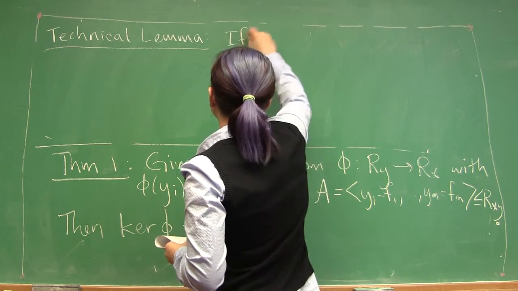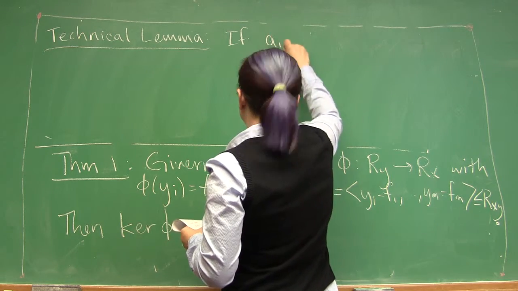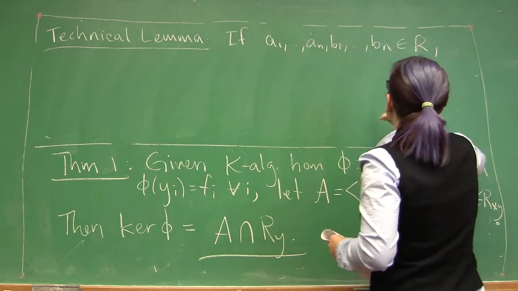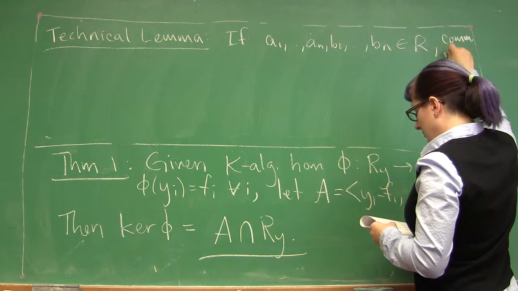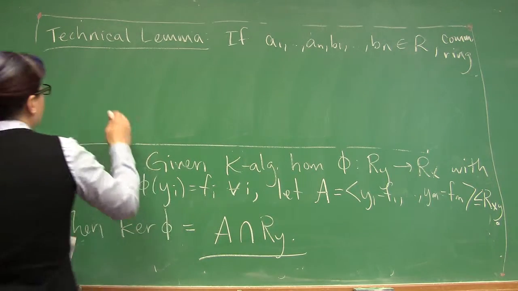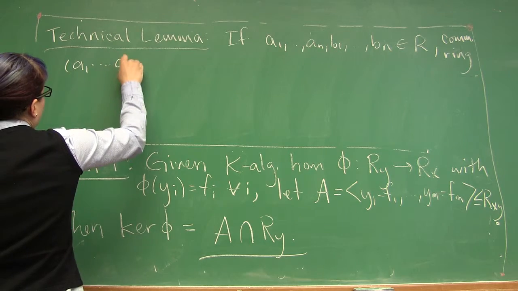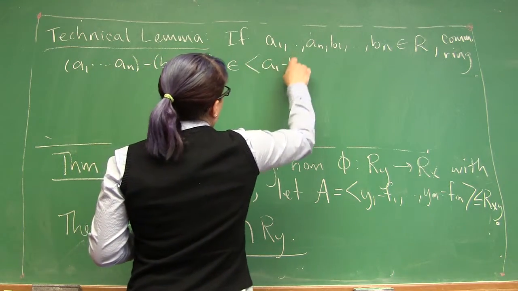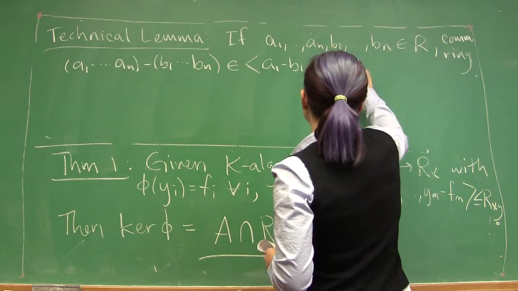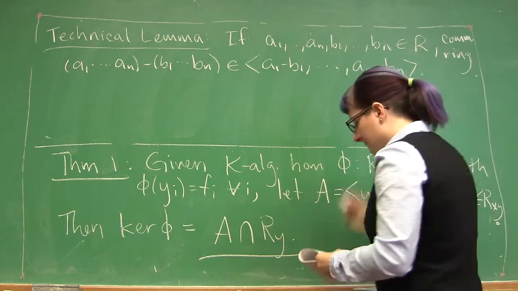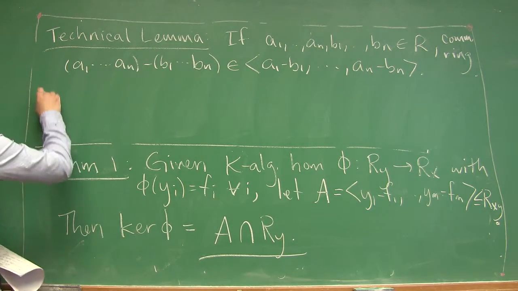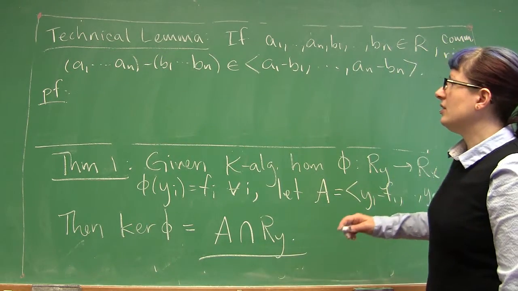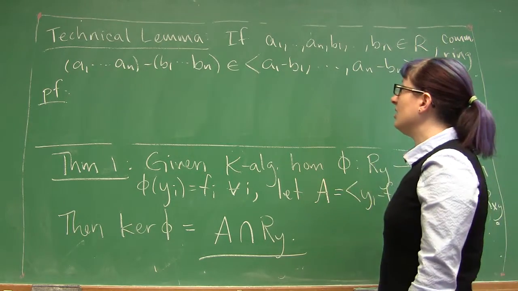So given elements of a ring, A1 through AN and B1 through BN, so this is going to be a commutative ring, then the element that's the difference of the product of all the A's and the product of all the B's is in the ideal generated by the individual differences of AI and BI. So the proof of this technical lemma is not too hard. We use induction, and the n equals 1 case is easy because then we just have A1 minus B1, which is clearly in this ideal.